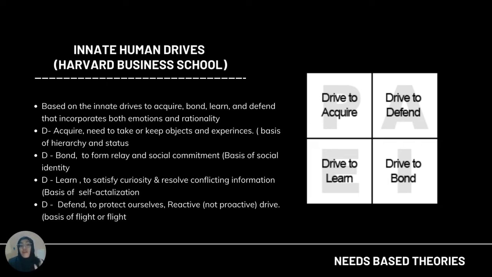to acquire, bond, learn, and defend, that incorporate both emotion and rationality. Drive A, achieve and acquire. This drive is met when companies have a total reward system. For example, recognition consistently given for outstanding performance. For drive B, bond and belong. This drive is mostly met through organization culture. This drive is fulfilled when the organization culture is one that encourages development and friendship bonding.